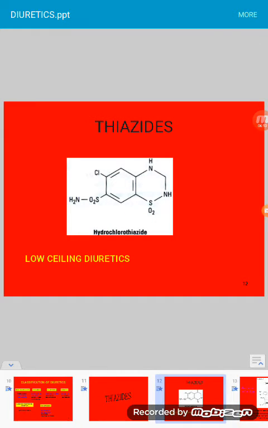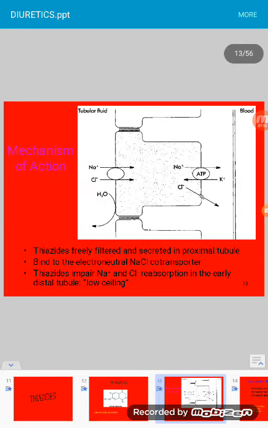Thiazide diuretics are called low ceiling diuretics because they are not that potent, but they have their own action. So what is the pharmacodynamics, what is the mechanism by which this diuretic acts? This thiazide is freely filtered and secreted in the proximal convoluted tubules. When the drug is taken into the body, it goes to the circulation, and it is freely filtered and secreted in the proximal convoluted tubules.